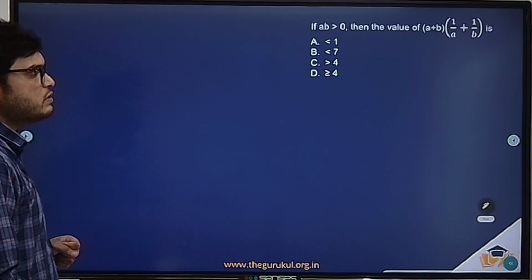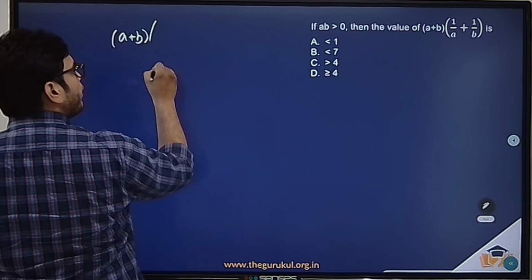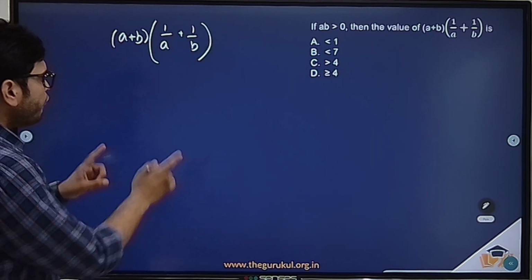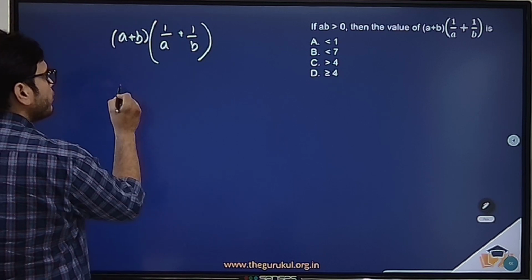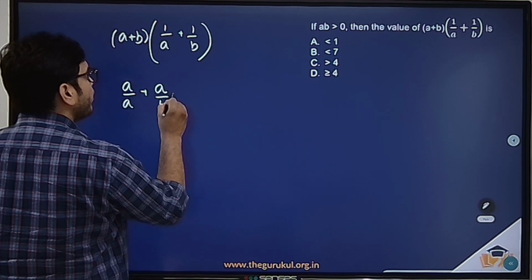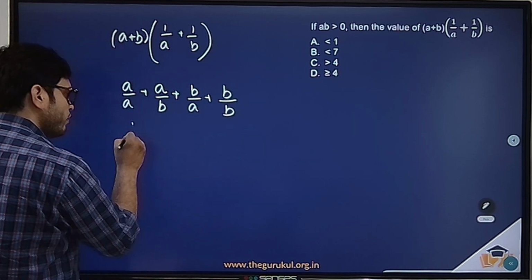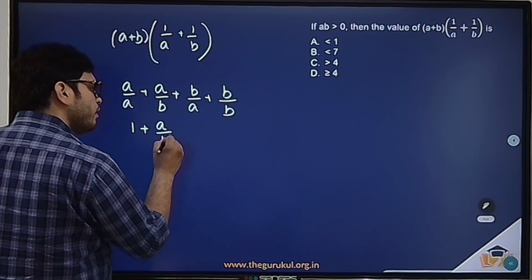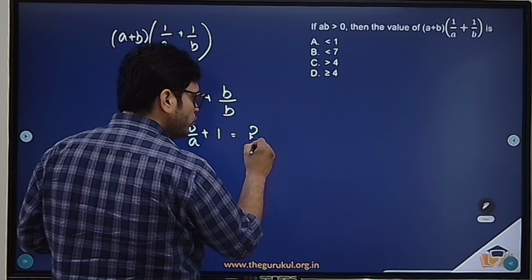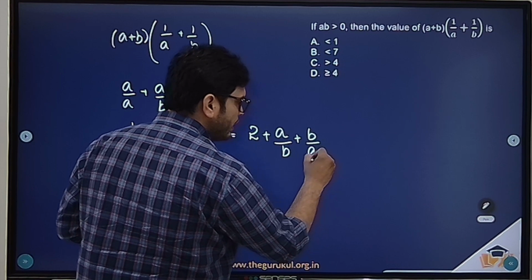If ab is greater than 0, then the value of (a plus b) into (1 by a plus 1 by b) is? Right. Now first let's multiply these two terms. So we'll have a by a plus a by b plus b by a plus b by b. So this is 1 plus a by b plus b by a plus 1. Now this is equal to 2 plus a by b plus b by a.